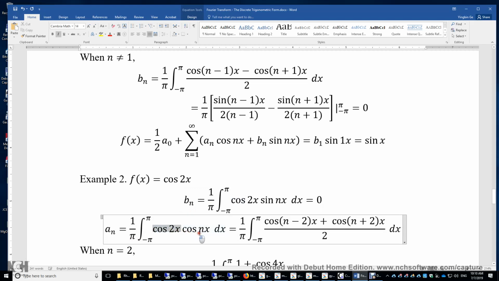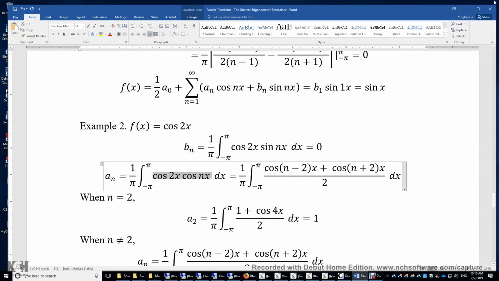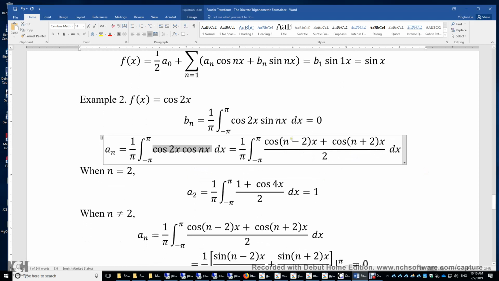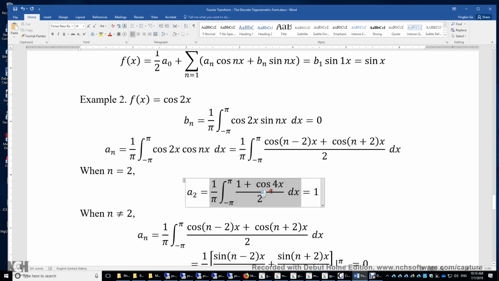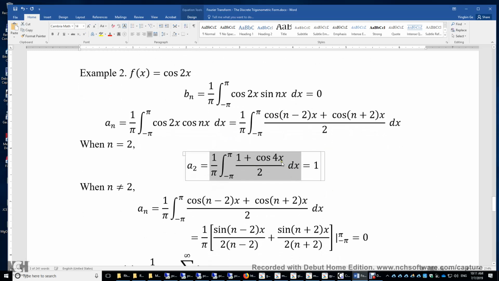We need to integrate the product of two cosine functions, which is just the sum of two other cosine functions, n plus 2, n minus 2, and then divided by 2. So we have two different situations. If n equals 2, this part becomes 1, and then we integrate this, the result is 1. Why? Because the integral of cosine 4x is sine 4x over 4, and sine 4 pi is 0, sine negative 4 pi is also 0. And the integral of 1/2 dx is simply 1/2 x. From negative pi to pi, you get pi. Pi divided by pi, you get 1. So we just proved this a2 equals 1.